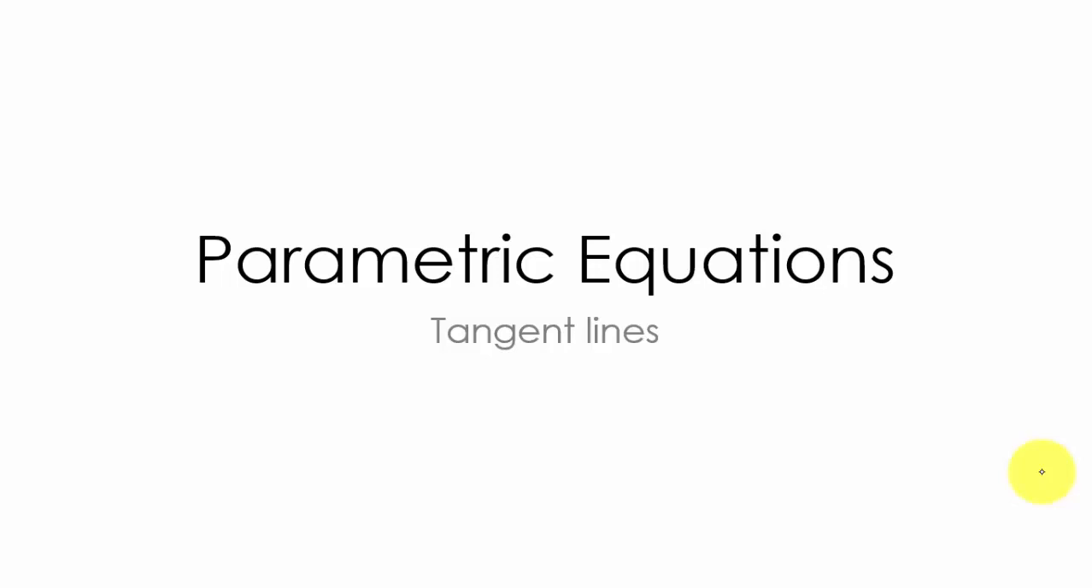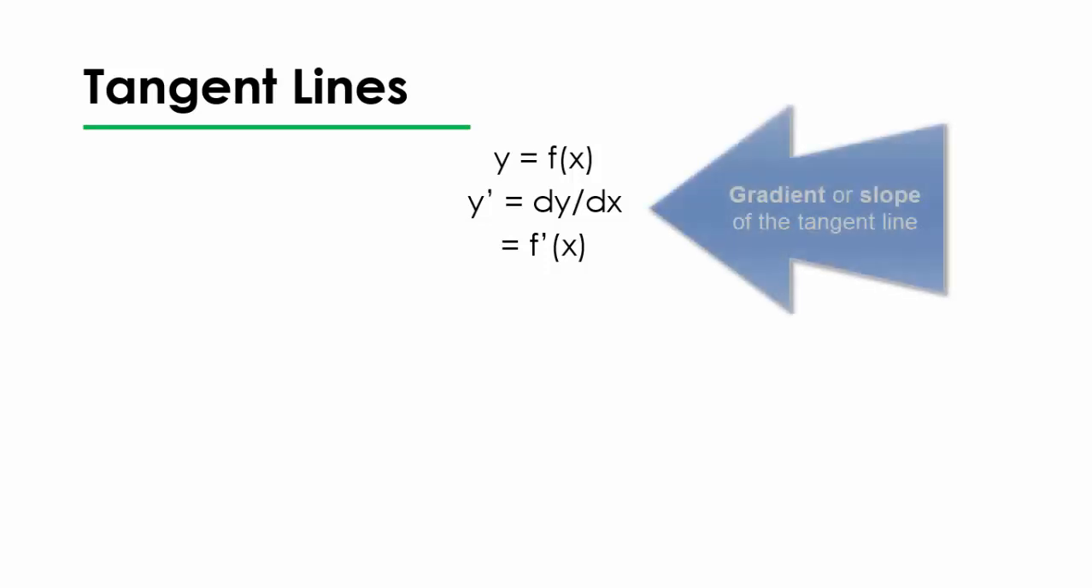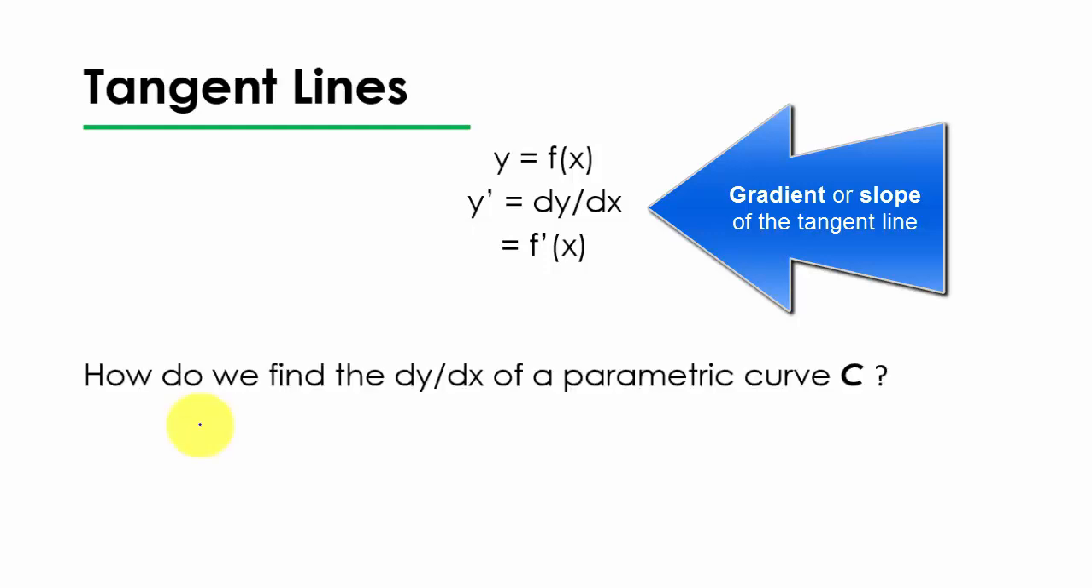In this video, we will look at how we can find the tangent line of parametric equations. Now recall that if y can be expressed as a function of x, the first derivative, or dy/dx, simply represents the gradient or slope of the tangent line to the curve at any point. Now, given a set of parametric equations, how do we find dy/dx?